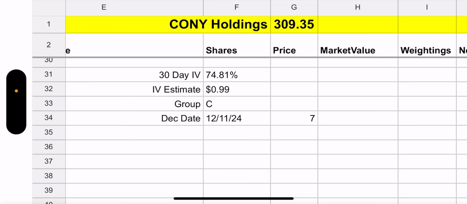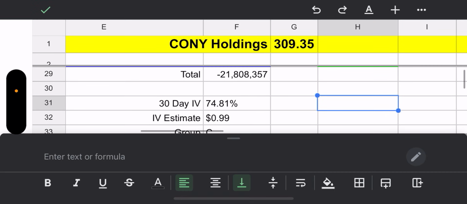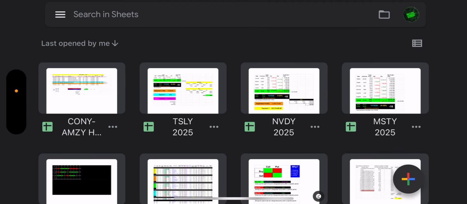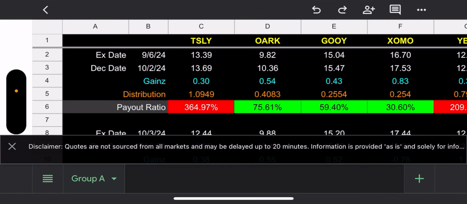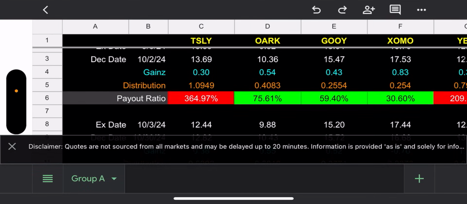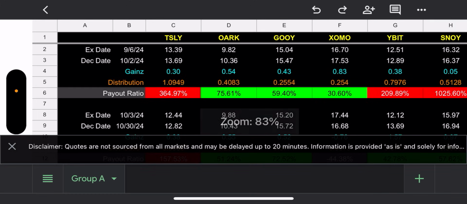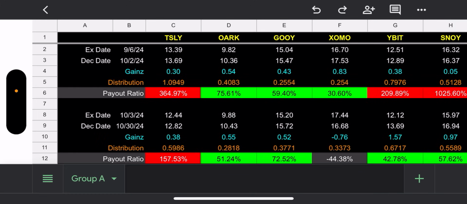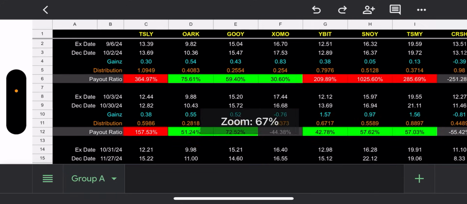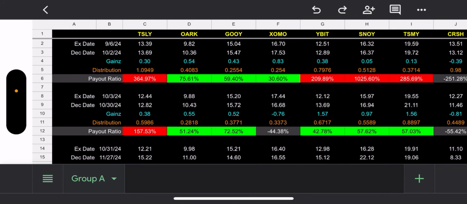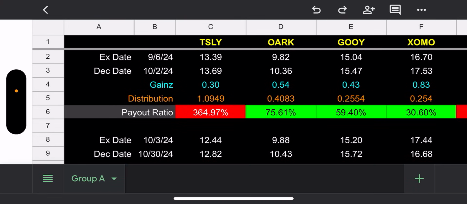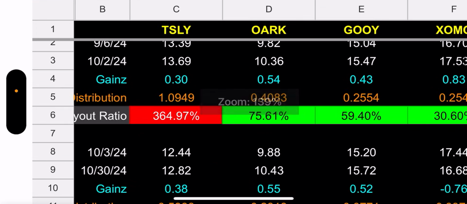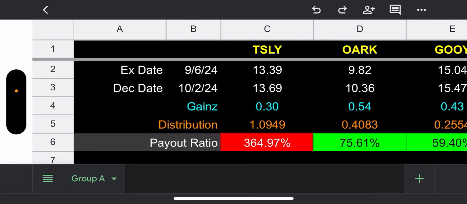All right. Now, I've been working on something. I want to show you guys a little sneak peek. It's called payout ratio. Again, this is not recovery rate. This shows how much each fund has gone up each month from the prior ex-dividend date to the declaration date. Maybe I'll just go through one row. Since they started the 4-week cycle, TSLY went up in price 30 cents, and then they declared $1.09.